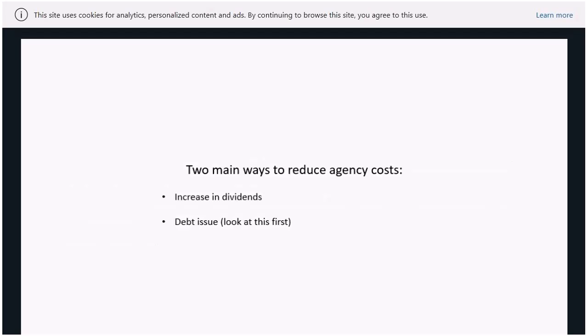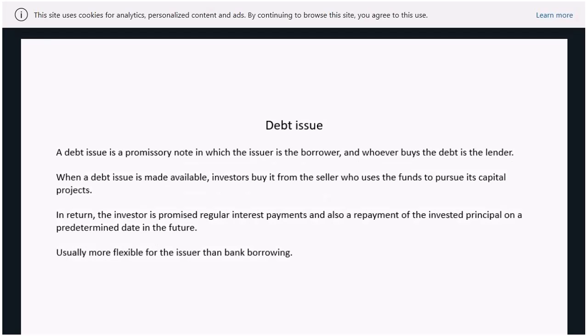Increased dividends is fairly straightforward. Debt issue isn't quite straightforward. I was very confused by the debt issue. Okay, let's have a quick look at that then. So debt issue sounds as though it's going to be quite straightforward. In other words, you just borrow some money, but it's not quite as straightforward as that.